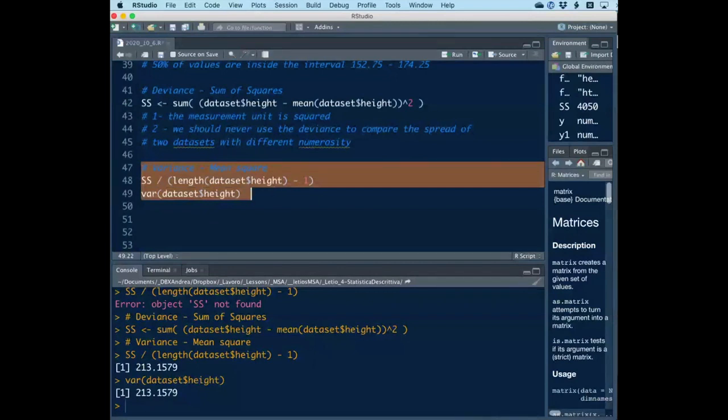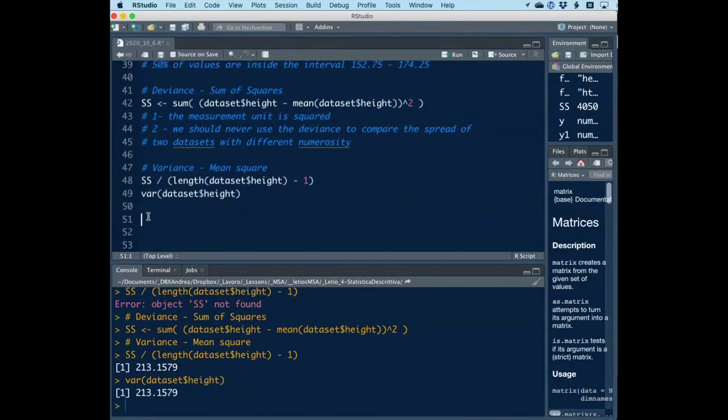So now we have solved the problem of numerosity. As we divide by the number of individuals minus 1, if I have a big data set, then I divide by a high number. If I have a small data set, I divide by a low number, so that the spreads are comparable, right? But we still have the problem with the measurement unit because we are still on a squared scale. So the measurement unit is still squared.